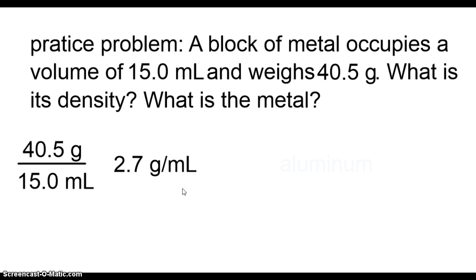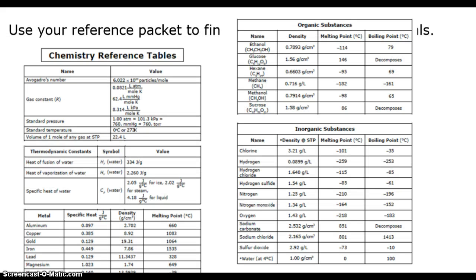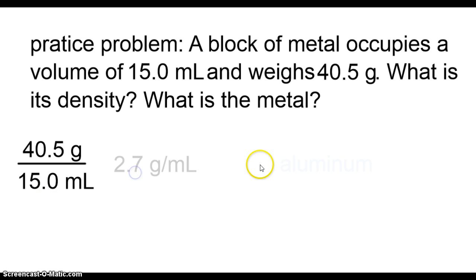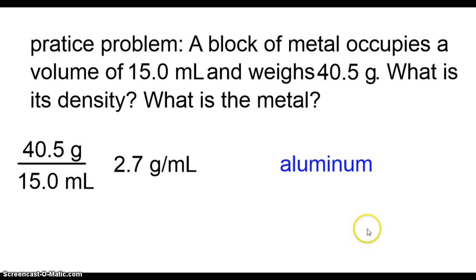So we want to know what this metal is. So we go to our reference packet. We know that it's a metal, so we're going to look down here on page 1, and we see right off the bat here that aluminum has a density of 2.702 grams per cubic centimeter, which remember is the same as grams per milliliter. So our metal in this problem is aluminum.